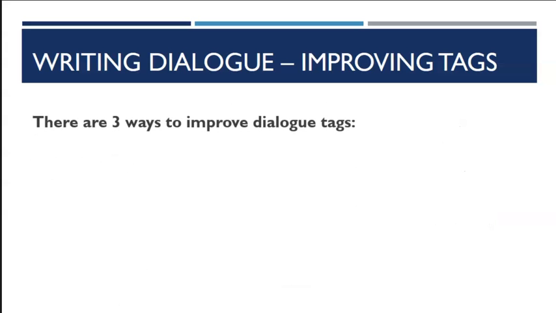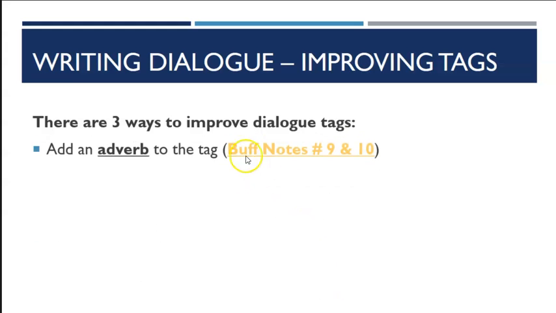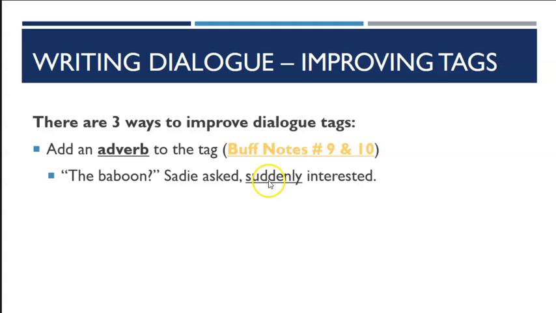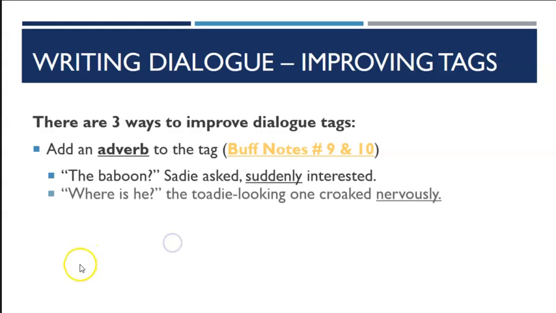The last way to improve our dialogue tags and move our story forward is to use an adverb with the tag. And there's 2 pages in your buff colored notes, which is those Banished Boring Words synonym pages. It's 9 and 10. They give you a bunch of ly adverbs, okay? And you can use those to help you convey characters' feelings and emotions. So an example: "The baboon?" Sadie asked, suddenly interested. So suddenly here is an adverb conveying, right, the character's feelings when she asked this question.